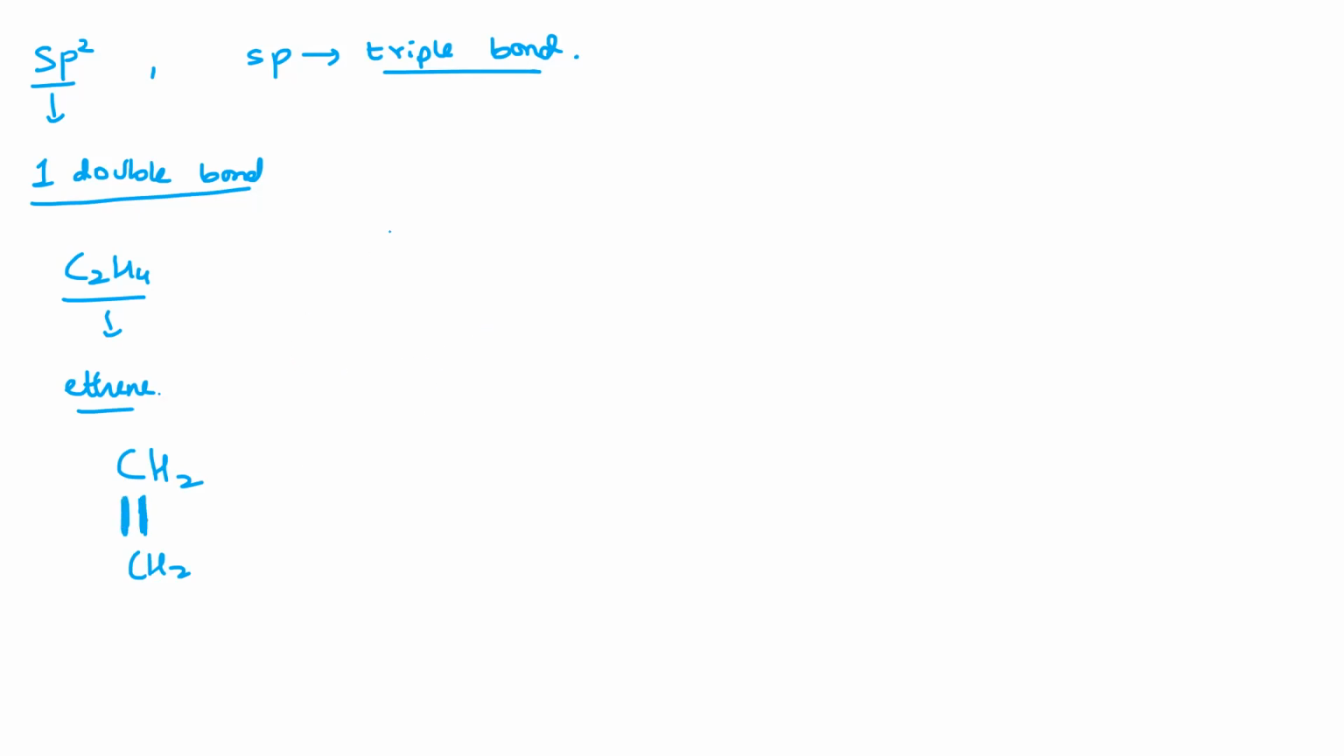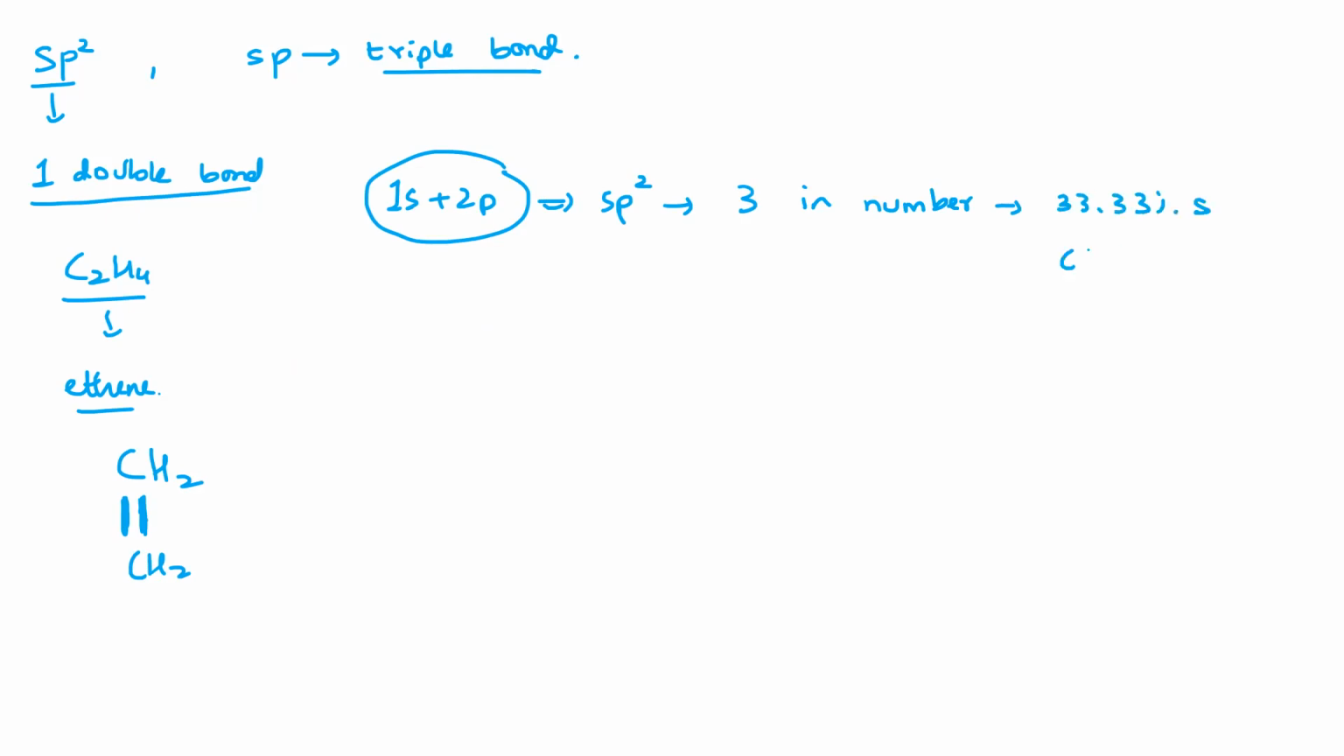So what happens here in sp2 hybridization? I'll have one s combined with two p. That would make up sp2 hybrid atomic orbitals, and sp2 hybrid atomic orbitals would be basically 3 in number. Each will have 33.33% s character and 66.66% p character. That adds up to 99.99, which is assumed to be correct. So the shape would be trigonal planar.